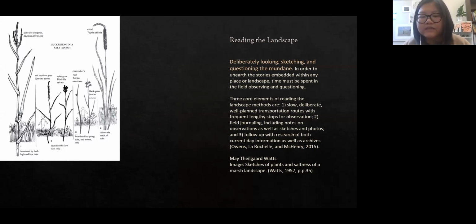This method was first introduced by May Theilgaard Watts, who was very active in the 1950s and 60s. She is the first landscape architect researcher, and she started to really sketch out whatever she saw in the environment, and then used that as a reference to understand the environment, including some of the things that we learn today.